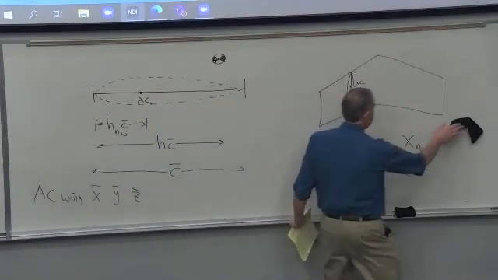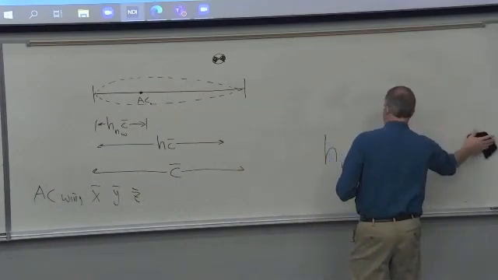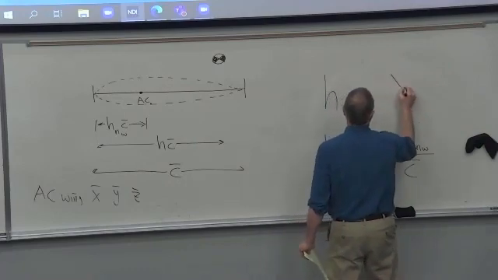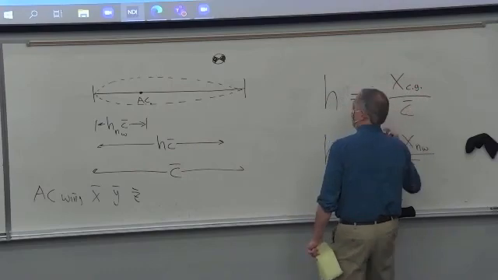So let's add that to our list of definitions over here. H is the distance to the CG divided by C bar.